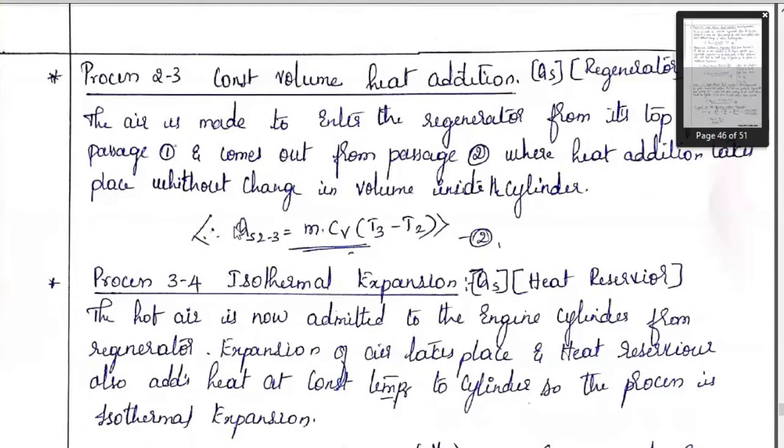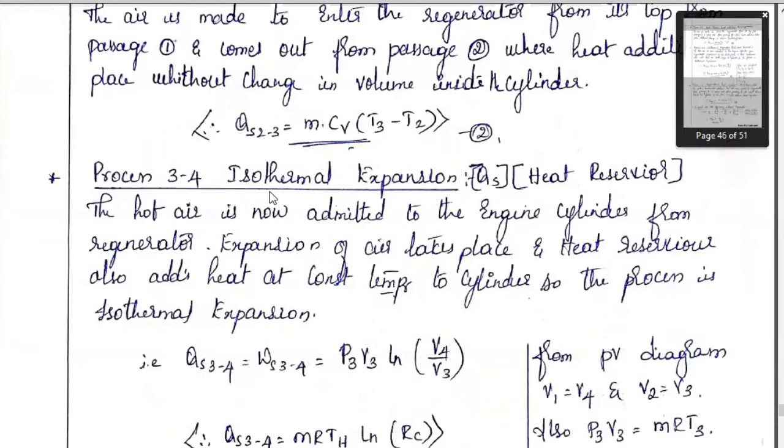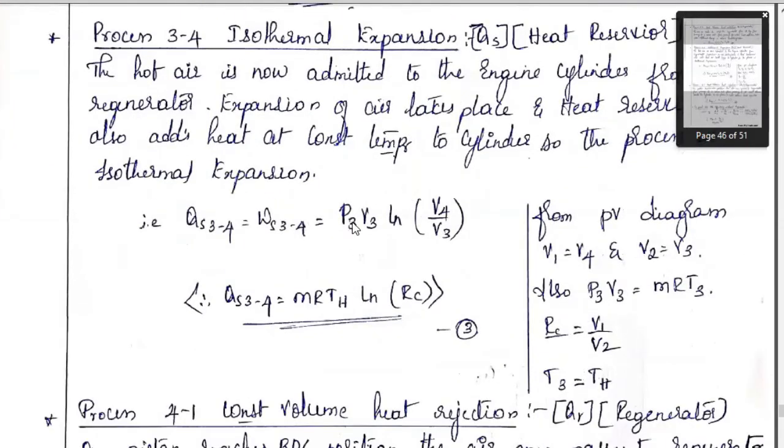Next, equation 2, with the process 2 to 3. Constant volume heat addition. For constant volume, you know the formula m Cv (T3 minus T2). Considering this as equation 2. Process 3 to 4, isothermal expansion: P3 V3 ln of V4 by V3. So m R T ln of rc. Why is it rc? Because V1 is equal to V4 and V2 is equal to V3, so V4 by V3 is V1 by V2. That's why it is written as rc. m R T_H, higher temperature, ln of rc.